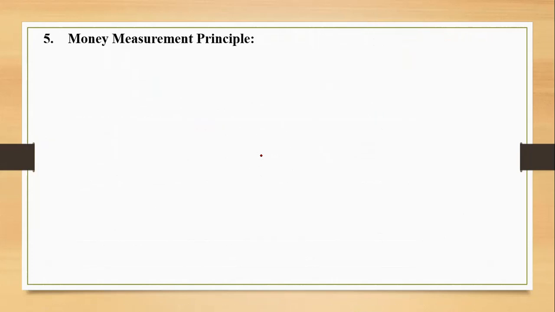Second is, for the day, the money measurement principle. Any idea about this? Anyone? This is something we have discussed earlier. Sir, we write only those things in our books of account that can be measured in terms of money, that have some money value, monetary value.